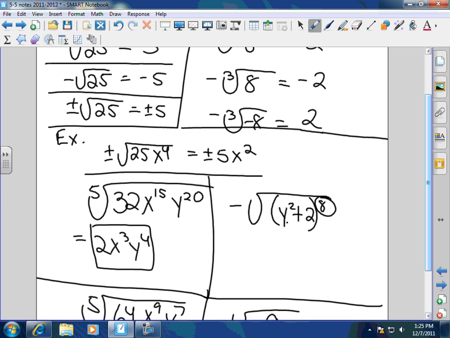Now this one right quick, this is the square root of y squared to the 8th, correct? So wouldn't this be negative y squared plus 2 to the 4th power? Because what's the index here? 2. What's 8 divided by 2? 4. So it comes out as y squared plus 2 to the 4th power.